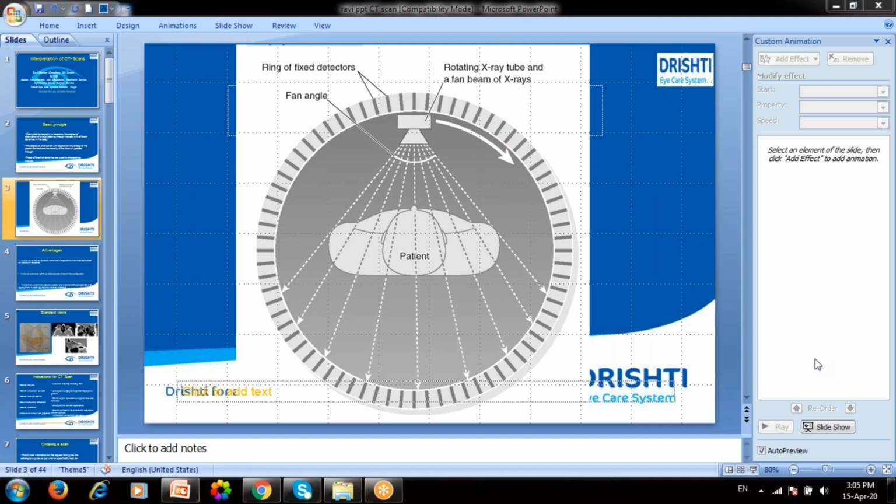Any more questions, Kapil? Okay. Yes, sir. What are the indications for CT scan from the patient's part? Thank you, sir, for your question.